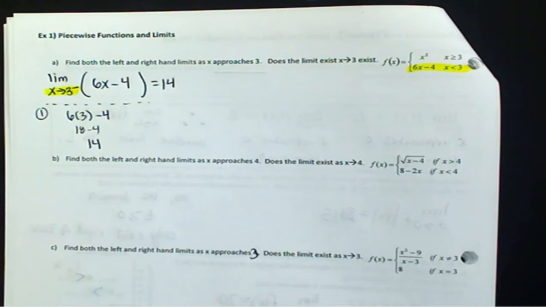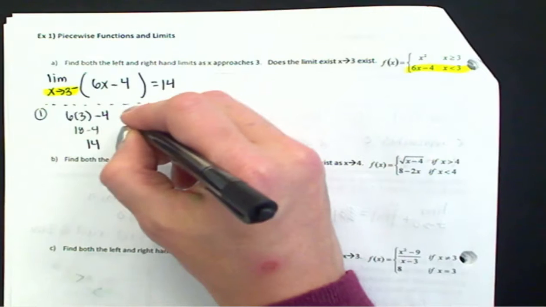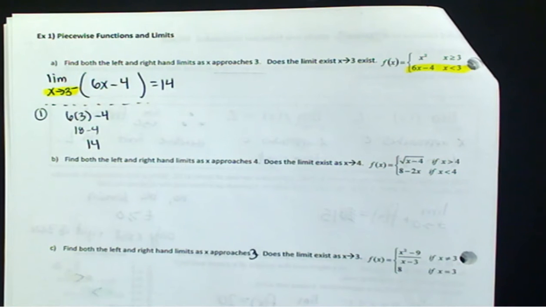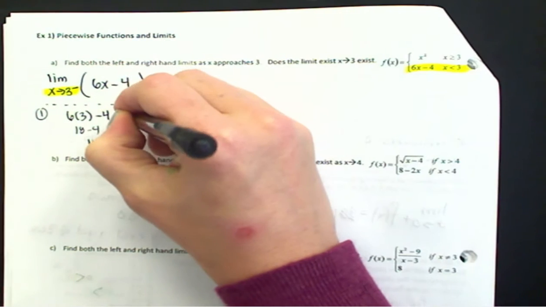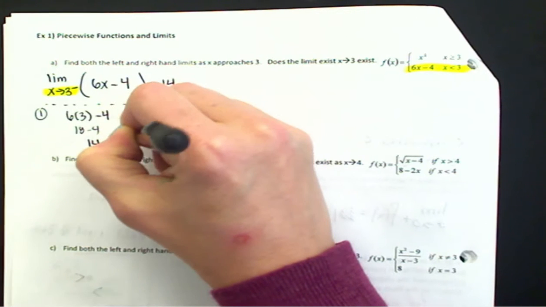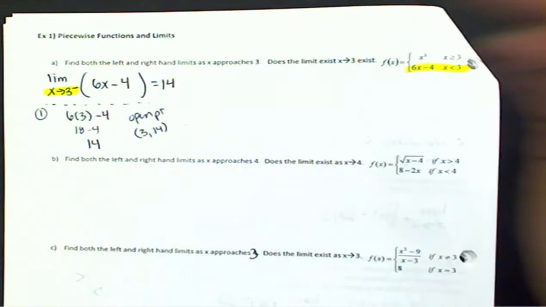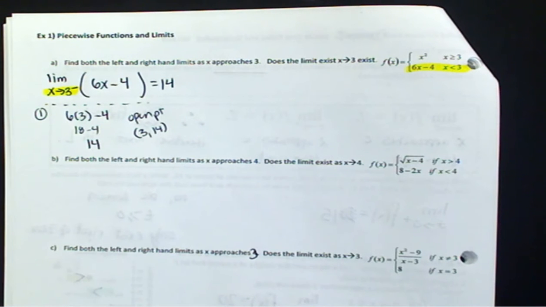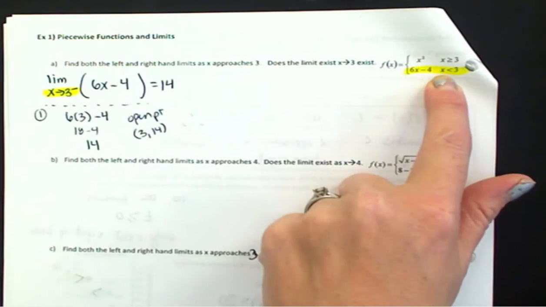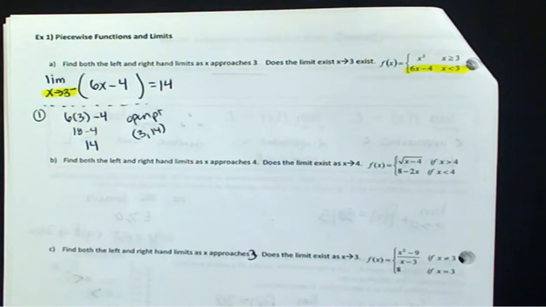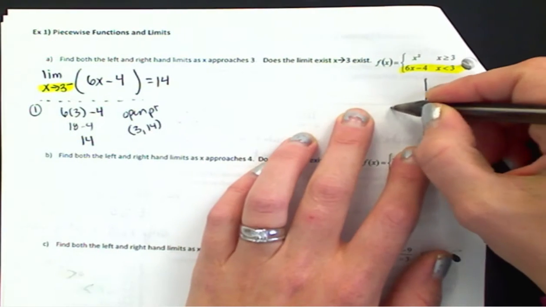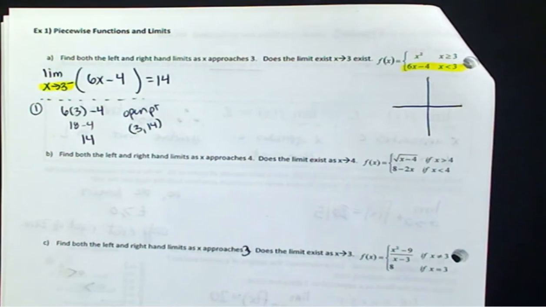Would that be an open or a closed point? Open, yeah. Open point at (3, 14). It's okay, it's still the limit. I'm still tracing the graph there. Is it open because it's less than 3? Yeah, open because it's less than 3. And we're going to sketch just a little picture to help us confirm graphically.